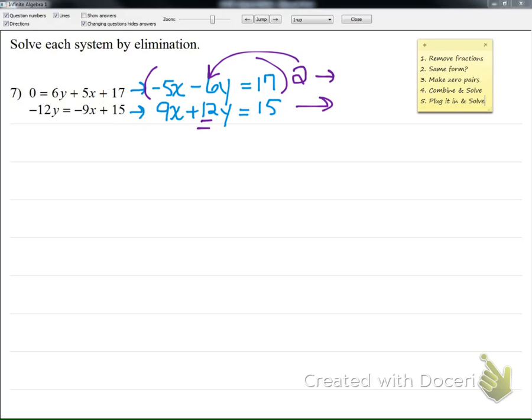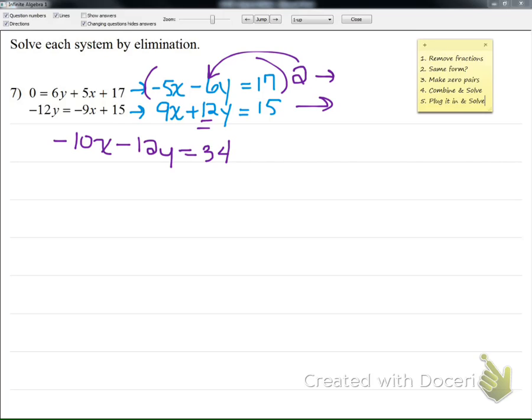Now I ran out of room here, so I'm going to have to write these down at the bottom. So the top equation, I'm going to multiply by positive 2. Negative 5 times positive 2 is negative 10. Negative 6 times positive 2 is negative 12. Oops, I forgot my x in there. So negative 10x minus 12y is equal to 17 times 2 is 34.